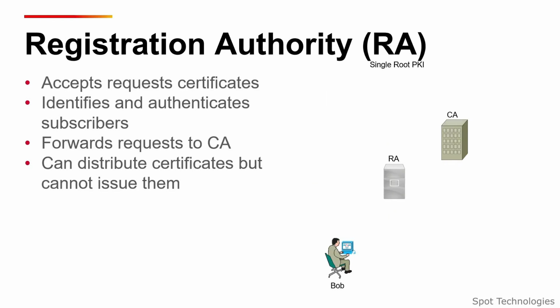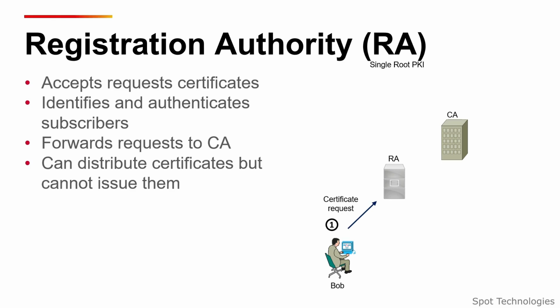In some instances, in a public key infrastructure scenario, there will be something called a registration authority, or an RA. And this particular device would accept requested certificates and forward them to the CA. So it acts as, say, a proxy or a middleman between the user and their certificate authority. It can distribute the certificates, but it can't issue them.